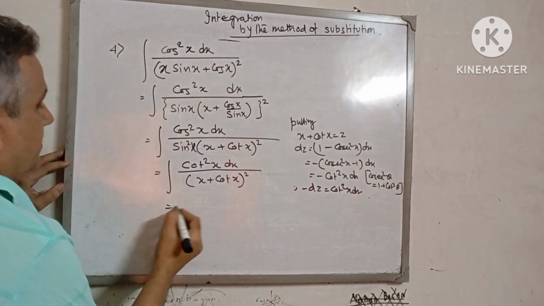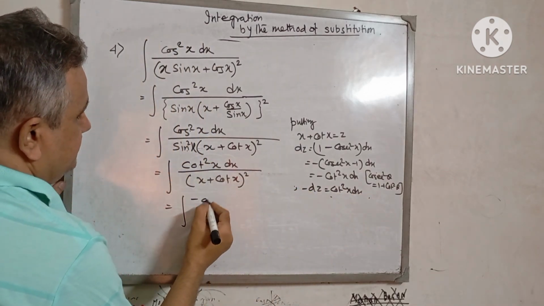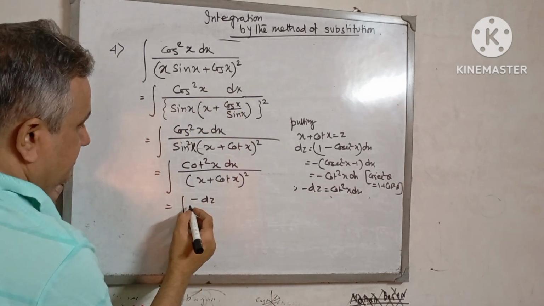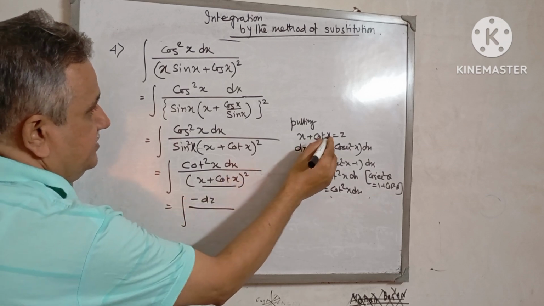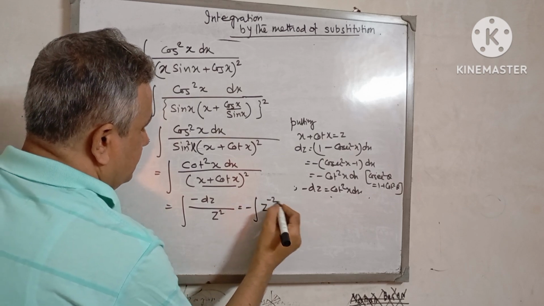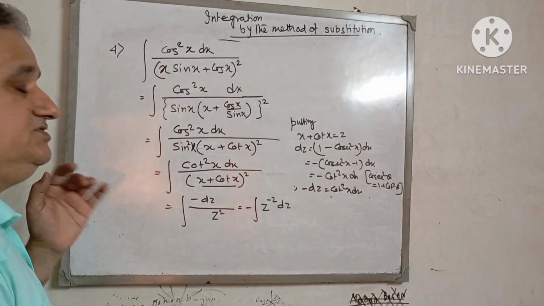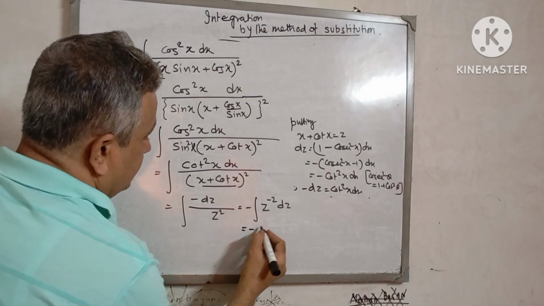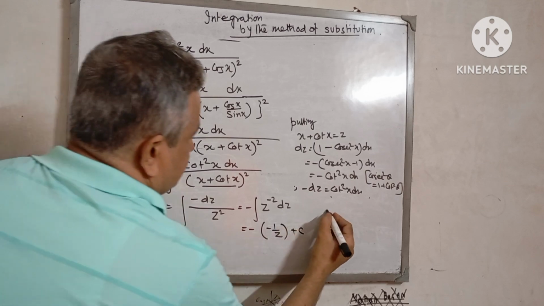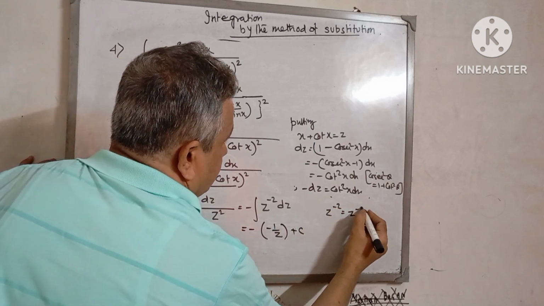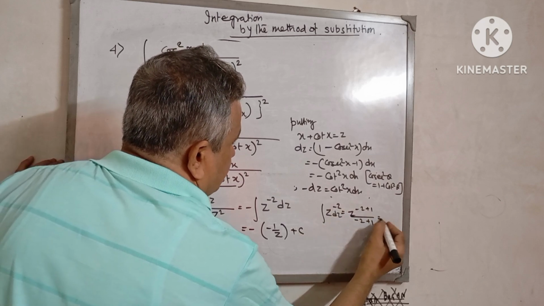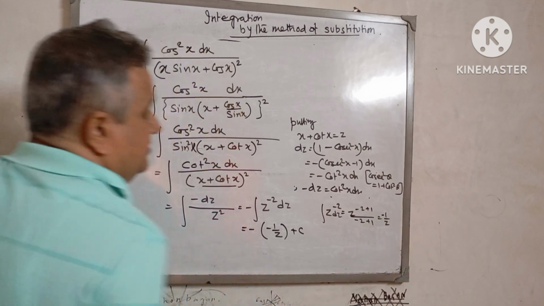Now substitute: cot square x dx is minus dz, and the denominator is z square. So we get the integral of z to the power minus 2 dz. Again using the direct integration formula, it becomes minus 1 by z plus c. Z to the power minus 2 is z to the power minus 2 plus 1 by minus 2 plus 1, that is minus 1 by z.